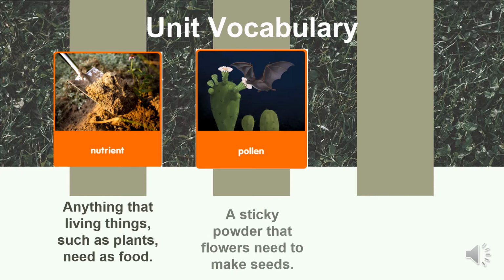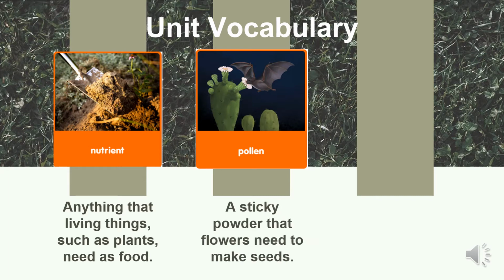Pollen. It is a sticky powder that flowers need to make seeds. Here's a fun fact. Do you know that the insects are attracted to the flowers because of their colors? So when the insects get onto the flower, the pollen gets stuck on their body, and then when they fly away, they help scatter the pollen, and then later on it will turn into a new plant.